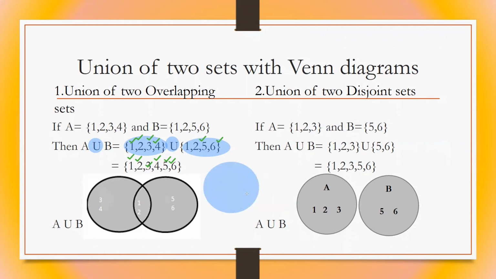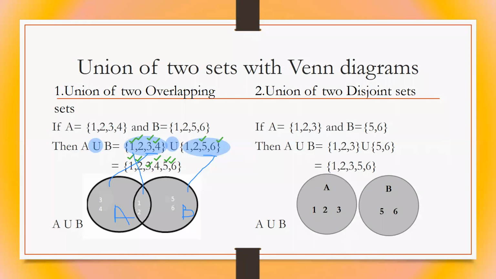Getting my point? So here in this diagram we can see that 1, 2 is common. So I have written in this overlapping part 1, 2. The remaining elements of A, 3, 4, are written over here, and the remaining elements of set B, 5, 6, are written over here. This circle is representing set A, this circle is representing set B. Clear?